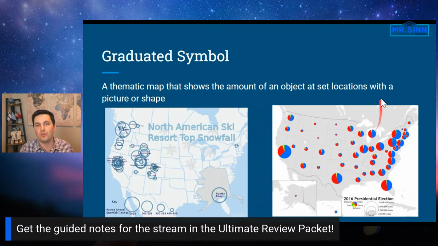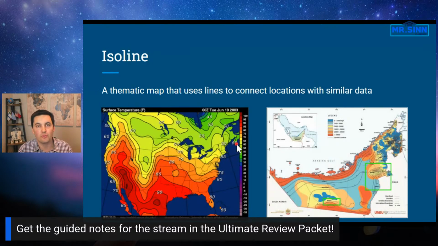One thing that is kind of a limitation here. So we can see this one's the 2016 presidential election. And then over here, we have North American ski resorts for snowfall. And we can see there's a lot of overlap, and that can make it difficult to read. So it's the limitations of these, but generally these maps get used because they're pretty visual and interesting for people to look at.